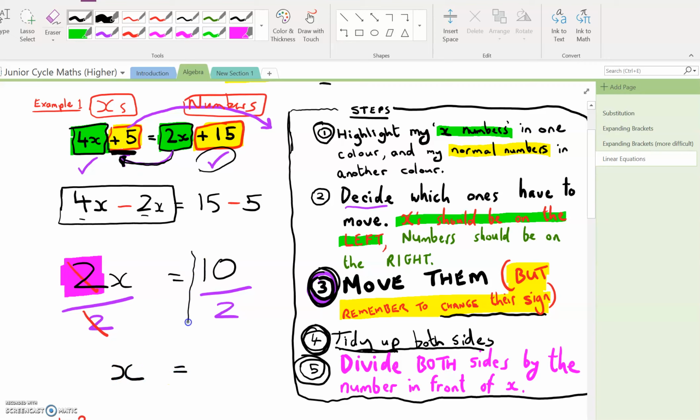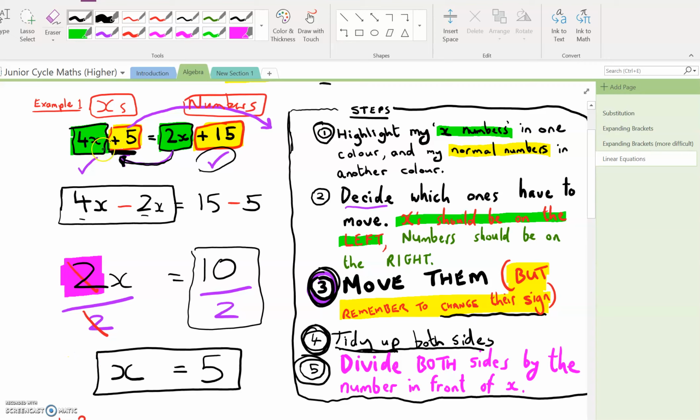But we have to type this into our calculator, or we could do it in our head if we're really good. 10 over 2, or 10 divided by 2. When you type that into the calculator, you get 5. And there's our answer. X is equal to 5. So all this time, that's what x was equal to. So we've solved what x is.